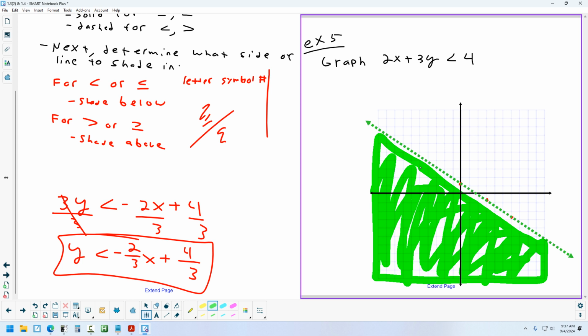So it works. If you pick a point and you plug it in and it doesn't work, then that means you shaded the wrong region. Like if you plugged in the point 2, 2, it's definitely in the other region. If you plug it in, you won't get an answer less than 4. Okay, so any questions on that?